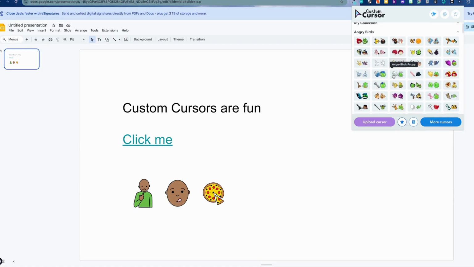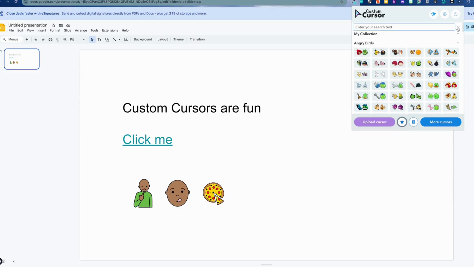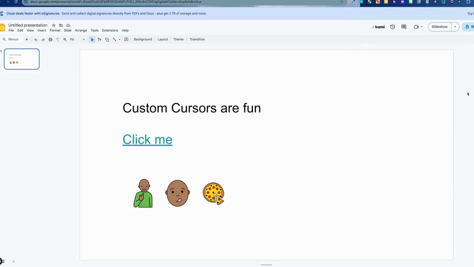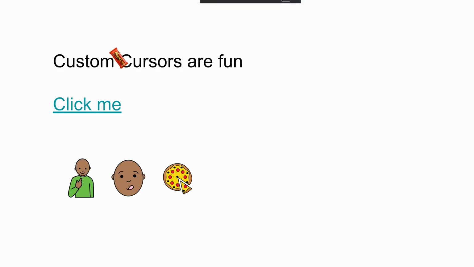Now, I could go through all my collections here, but we don't want to spend a lot of time. Since Halloween is coming up, why don't we just pick sweets and candy and go down to Reese's Peanut Butter Cups, because who doesn't love Reese's? Once you do that, you will get a new cursor, and it'll be a Reese's Peanut Butter Cup. And you use it just like you would any other cursor. The nice thing about this is once you hover over a live link, the icon will change. There you go. And you get a real actual Reese's Peanut Butter Cup.